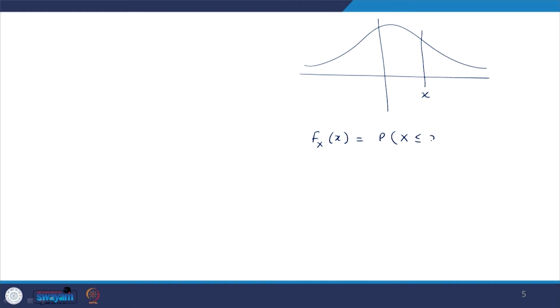Okay, that you can understand from here also. Suppose it is some continuous case, and for this small x you want to compute the CDF. So F at x, that means the probability of X less than or equal to x, means this area here. So you want to compute this area. So what is this area? This area is basically the integral from minus infinity to x of fx dx.